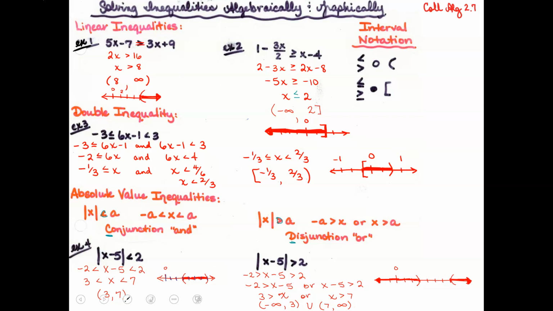If we were going to graph that, we would have a parenthesis at 7 shading the values above, and a parenthesis at 3 shading the values below. So again, just like you have two separate interval notations, you have two separate pieces on the graph.